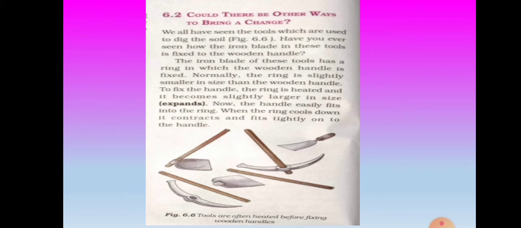Could there be other ways to bring a change? We have seen the tools which were used to dig the soil. Have you ever seen how the iron blade in these tools is fixed to the wooden handle? The iron blade of these tools has a ring in which the wooden handle is fixed. Everyone has seen the garden tools, and pictures of the tools are shown, so have a glimpse over there. You can think about how the handle might have been fixed in position.